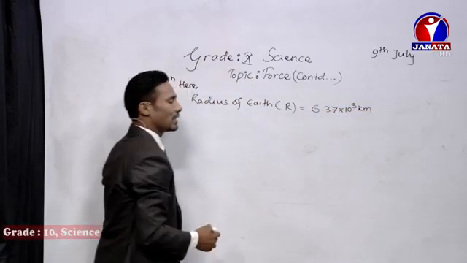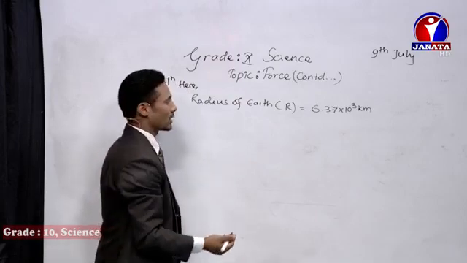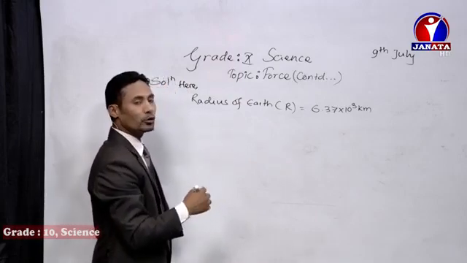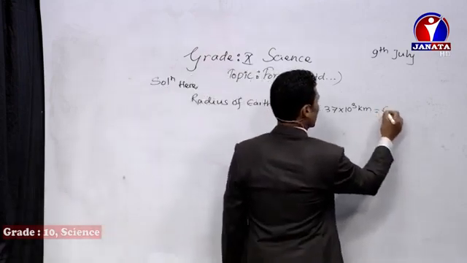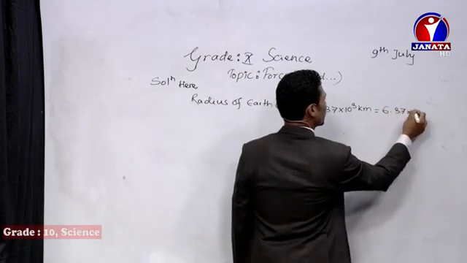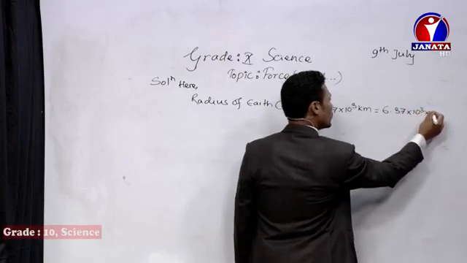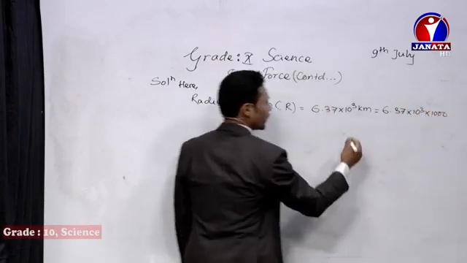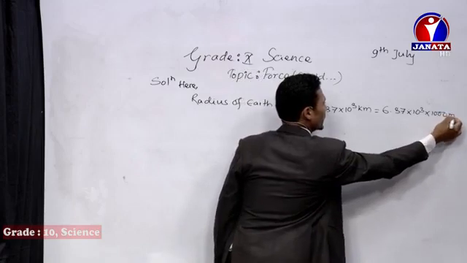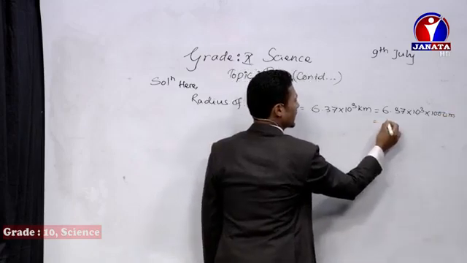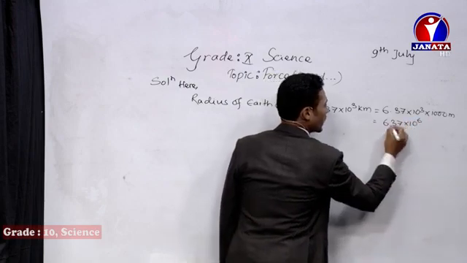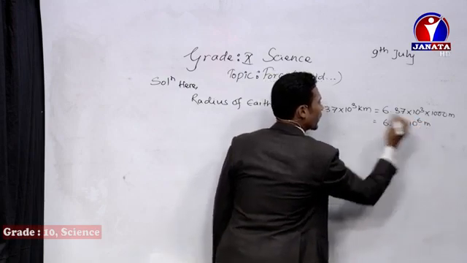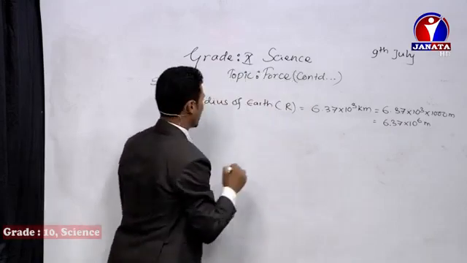So it is not in the SI system of units. Let's change this into the SI system of units. Kilometer is there. To change that into meter, multiply by 1000. That is 6.37 into 10 to the power 3 into 1000. This is meter, right? So it gives 6.37 into 10 to the power 6 meter. Okay, so this is conversion one.